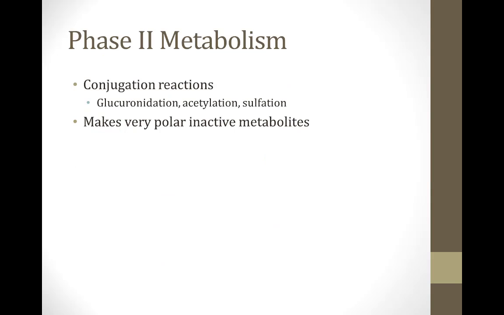Now let's talk about the phase 2 metabolism reactions. And these are generally conjugation reactions. They fall under the type of reactions called glucuronidation, acetylation, or sulfation. And once again, you don't need to know the organic chemistry of all these reactions. You should just be familiar with the names. And phase 2 metabolism generally produces very polar inactive metabolites that go to the kidney to get excreted.